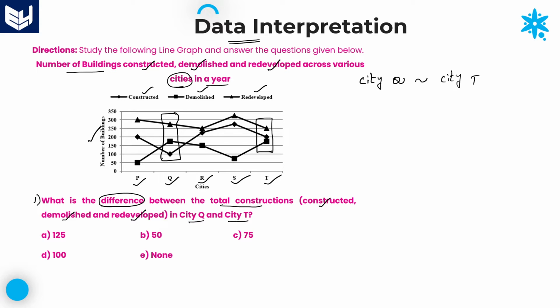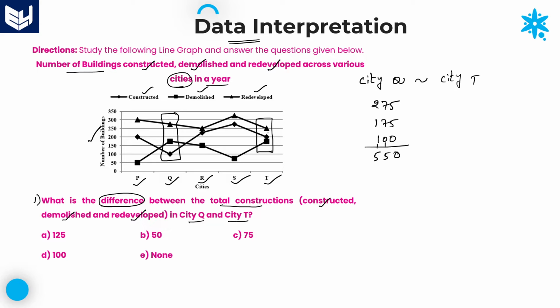Now city Q: the top value is between 250 and 300, therefore that is 275, and the next value is between 150 and 200, which is 175, and the lowest value is 100. Now add all these three values. Units place is 0, 5 plus 5 is 10, and next 7 plus 7 is 14, 14 plus 1 is 15, 1 is carried forward, again 2 plus 1 plus 1 plus 1 is 5, 550. City Q total number of constructions is 550.